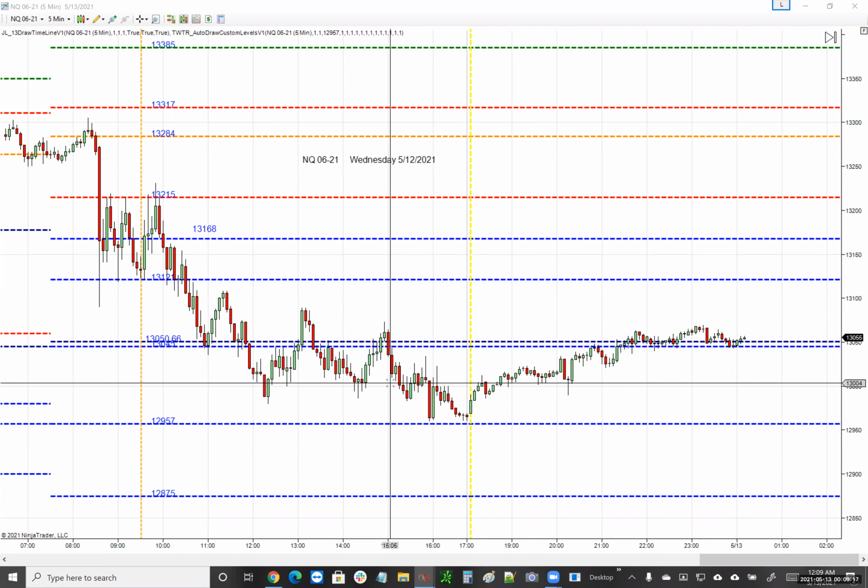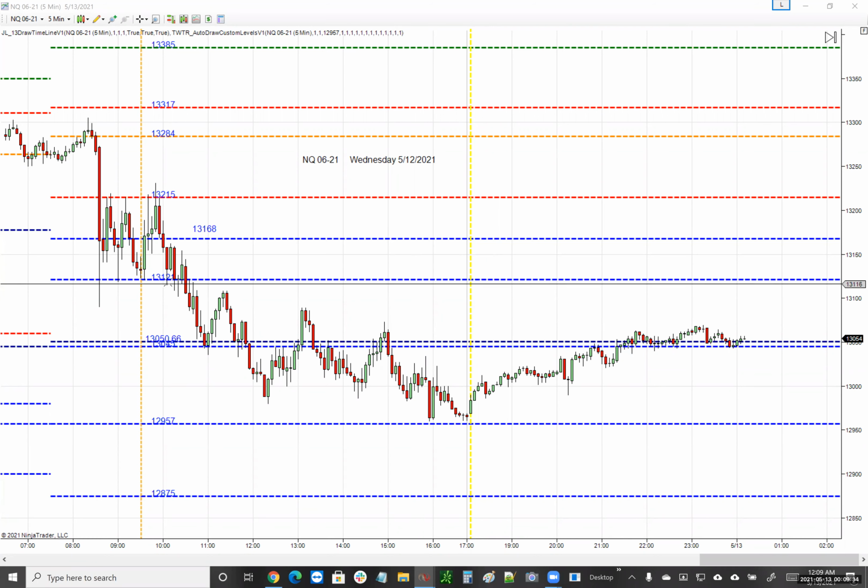Hello, I thought I would do a chart review on my levels, how NQ prices reacted on my levels today. Today is May 12th, 2021. So here's the chart where my levels that I published are plotted. This is what I posted before the market opened. Let me readjust these numbers so you can read it a little bit more clearly.